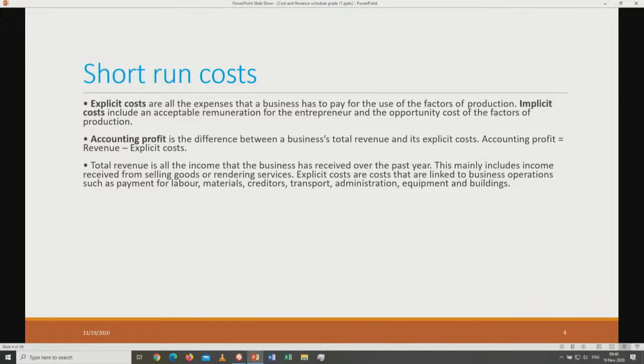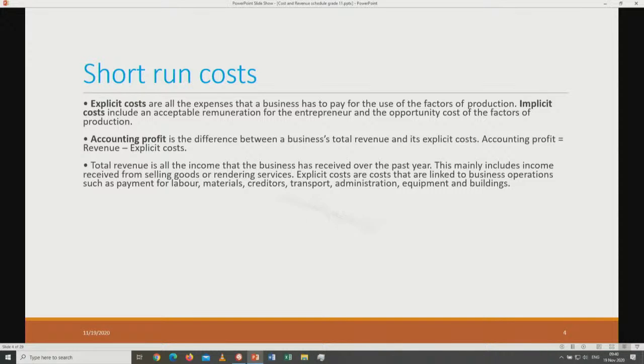Somebody who keeps the record, somebody who makes sure that enough stock is available, all those sort of things. As well as the equipment, be it your cash registers or whatever, your point of sales facilities, etc., as well as the building from where you are operating. So those are the total expenses of the business, and they are known as explicit costs, the payments that the business will have to make on using factors of production.